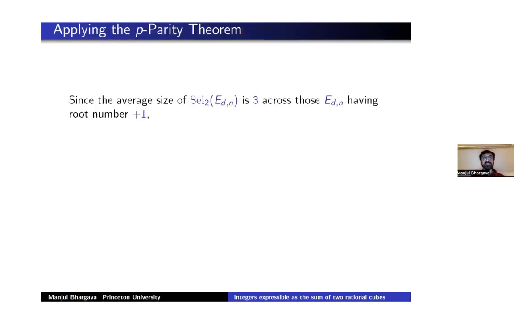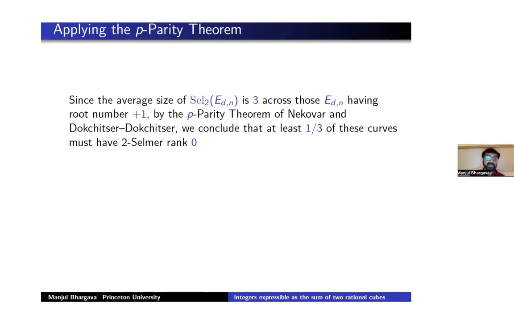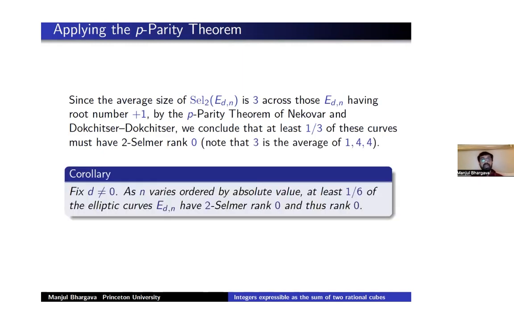So that's that conclusion. Since the average size is 3 across all of those E_{D,N} by the p-parity theorem, at least 1/3 of these curves must have two Selmer rank 0. I just described the reasoning for that. And so if you fix D not equal to 0, as N varies ordered by absolute value, at least 1/6 of the elliptic curves E_{D,N} have to have two Selmer rank 0 and thus rank 0. Right? This was concluded by noting that the average size of the two Selmer group is 3 and noting that the root number plus 1 curves all have to have even powers of 2 as their two Selmer group sizes, and so lots of them have to have two Selmer group size 1, and therefore two Selmer rank 0, and thus rank 0. So that's how we prove that lots of curves have rank 0 in any cubic twist family.